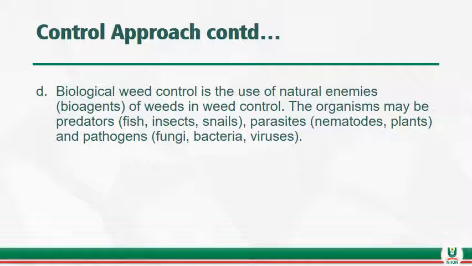Biological weed control is the use of natural enemies or bioagents of weed in weed control. So the natural enemies could be predators like fish, insects, snails, or parasites like nematodes and plants, and could also be pathogens like fungi, bacteria, or viruses. These are biological ways of controlling weed.